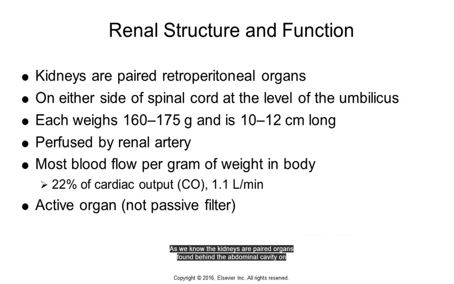As we know, the kidneys are paired organs found behind the abdominal cavity on either side of the spinal cord. They are perfused by the renal artery and receive the highest blood flow per organ weight of any other structure in the body. They account for approximately 22% of the body's cardiac output, and like the heart and brain, are active organs, not passive filters.